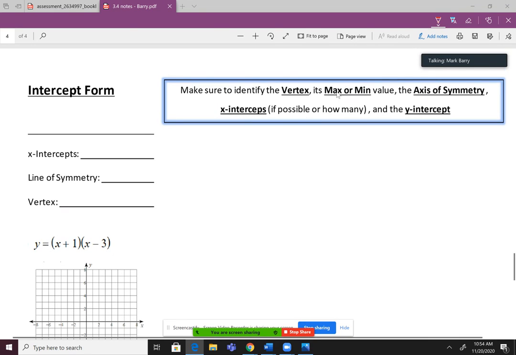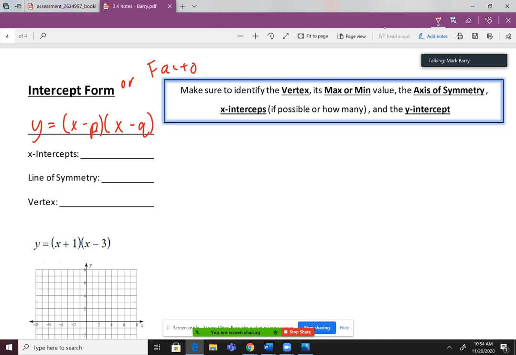Okay, lastly here, our last form is called intercept form. And that one is y equals x minus p times x minus q. Both of them in parentheses, okay? You can also call this factored form.